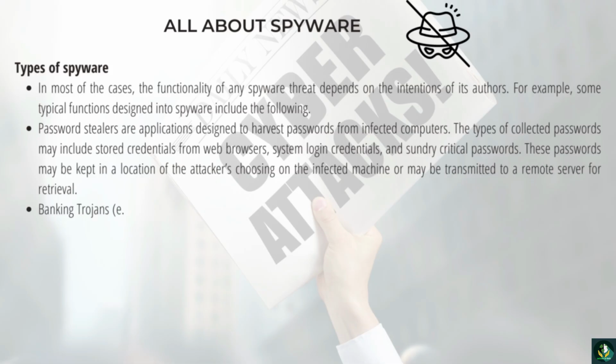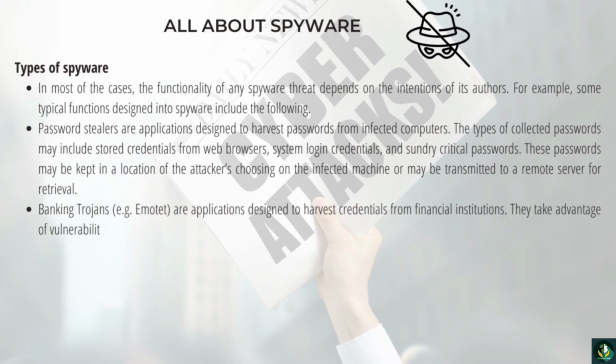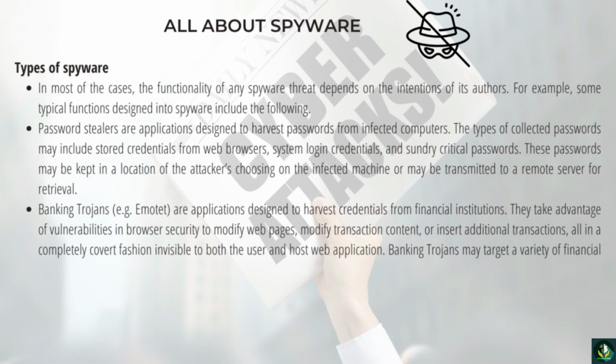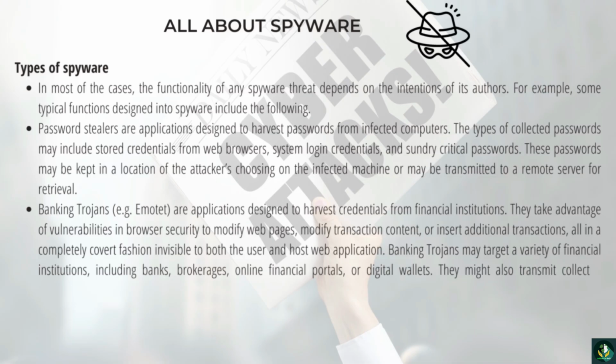Banking Trojans, for example Emotet, are applications designed to harvest credentials from financial institutions. They take advantage of vulnerabilities in browser security to modify web pages, modify transaction content, or insert additional transactions, all in a completely covert fashion, invisible to both the user and host web application. Banking Trojans may target a variety of financial institutions, including banks, brokerages, online financial portals, or digital wallets. They might also transmit collected information to remote servers for retrieval.